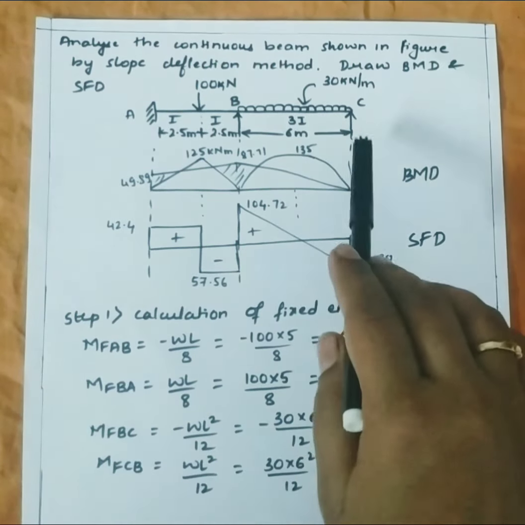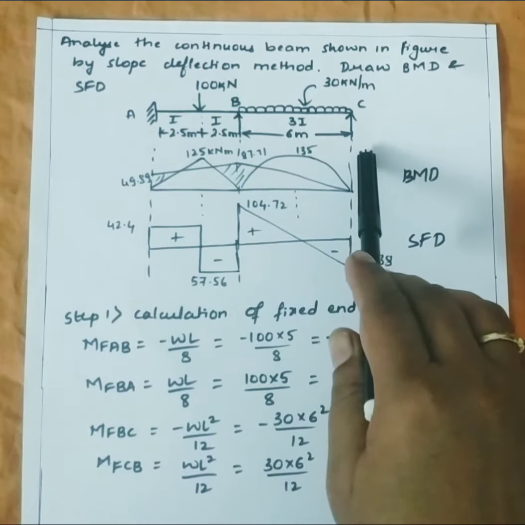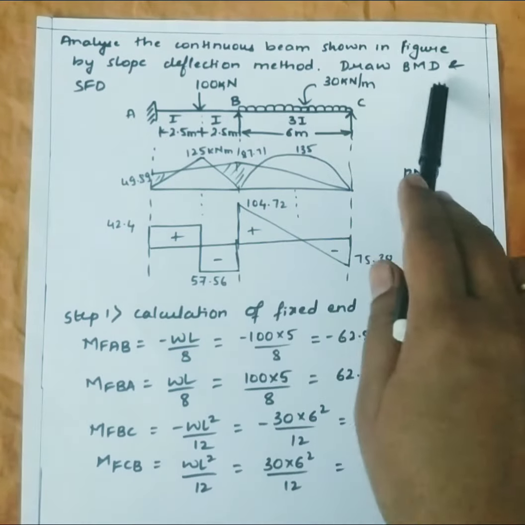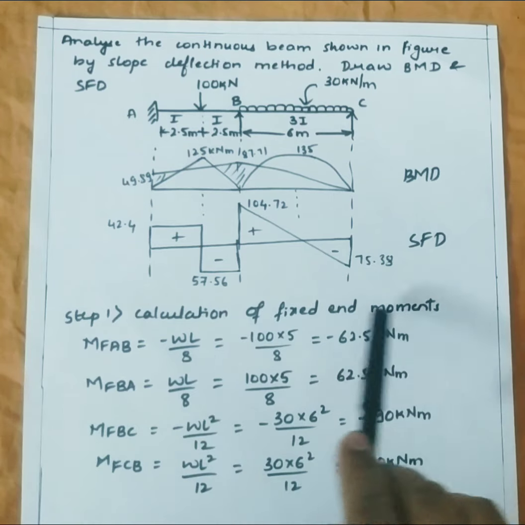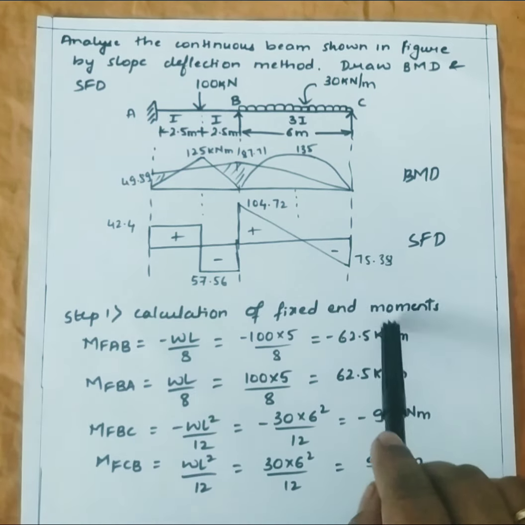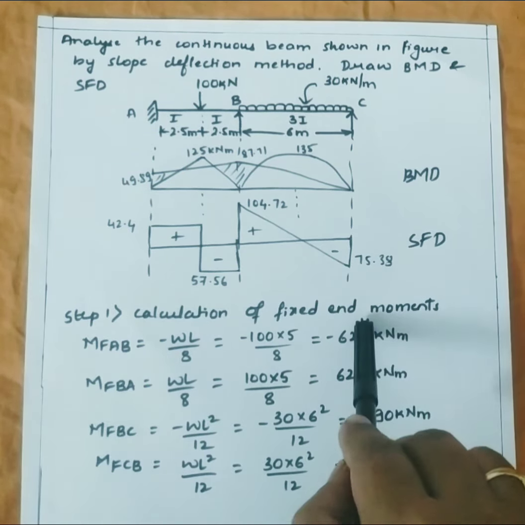Today let us analyze this continuous beam using the slope deflection method and draw the bending moment diagram and shear force diagram. First we have to find the fixed end moments. How to find the fixed end moments in various loading cases?